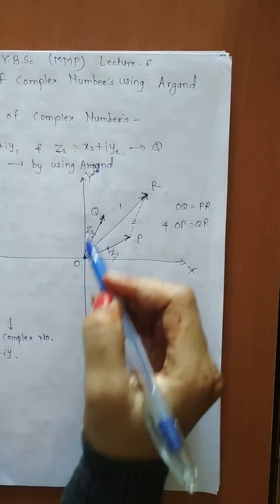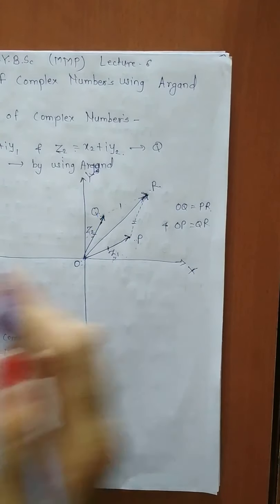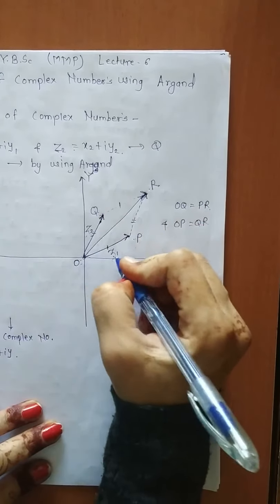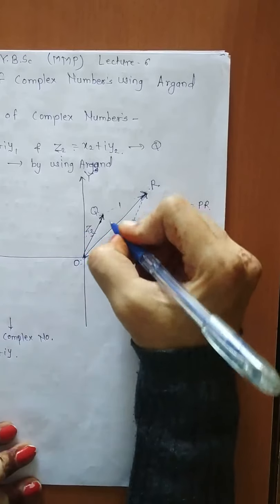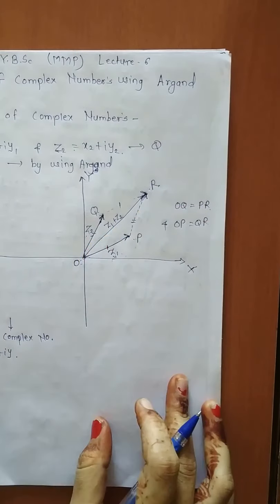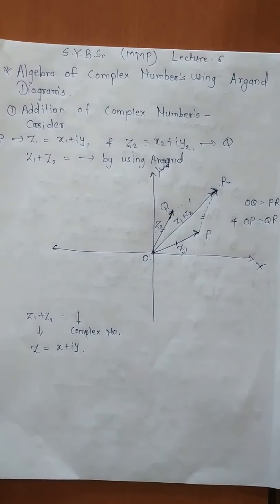OPQR or OQRP. So for this parallelogram, this OR is the diagonal, and this diagonal will represent the addition of these two complex numbers, that is, this is Z1 plus Z2. This is nothing but the law of parallelogram of vector addition.